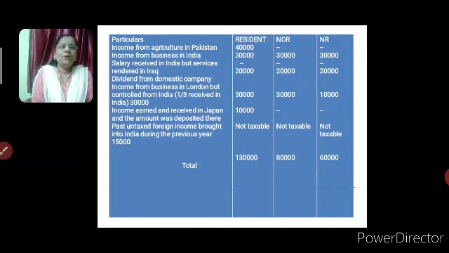I think in today's class you understood how the problems are solved for the determination of the tax liability for the resident, not ordinarily resident and the non-resident. I hope you have understood. In my next class, we shall discuss some more problems.